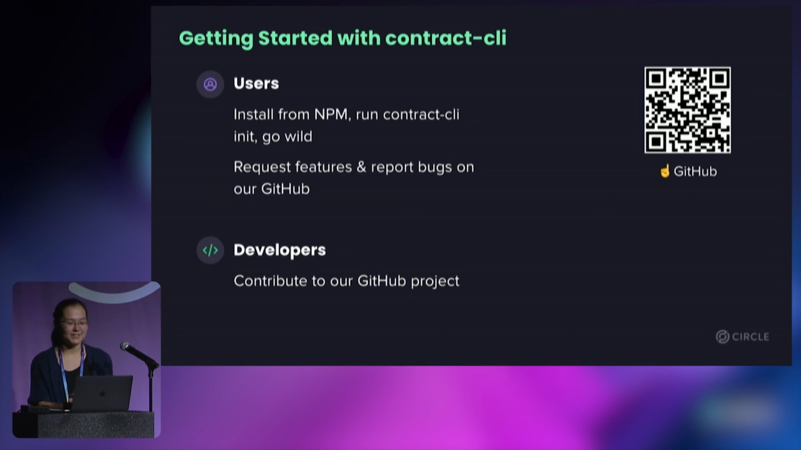Did we pique your interest? We'd love to see people start using the contract CLI. If you're an end user, it's just as simple as the demo showed. You can install the contract CLI from NPM and then start using it right away to improve your smart contract processes. If you run into any issues or you have new features you'd like to add, you can let us know on GitHub. If you're a developer and you'd like to contribute to our project, again, join us on GitHub.